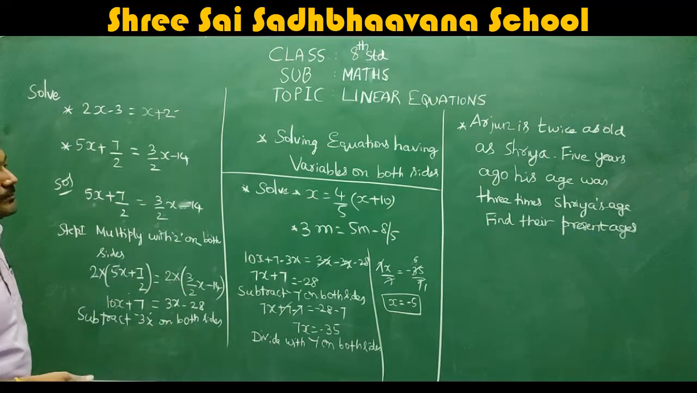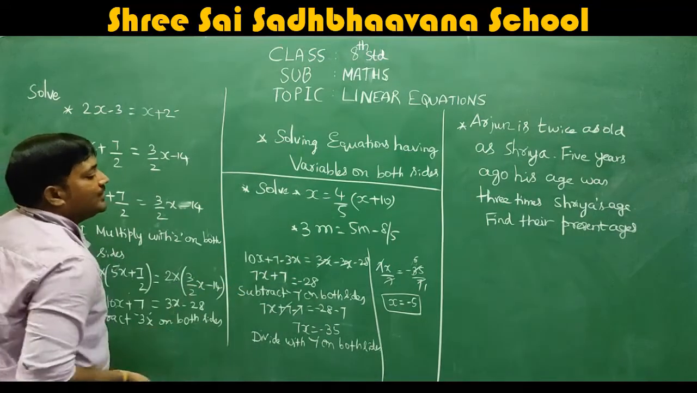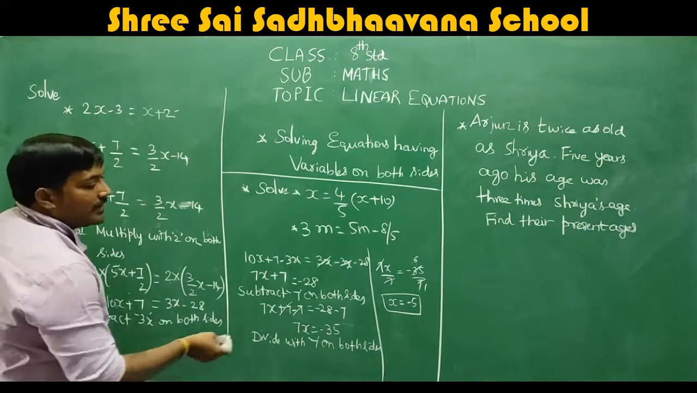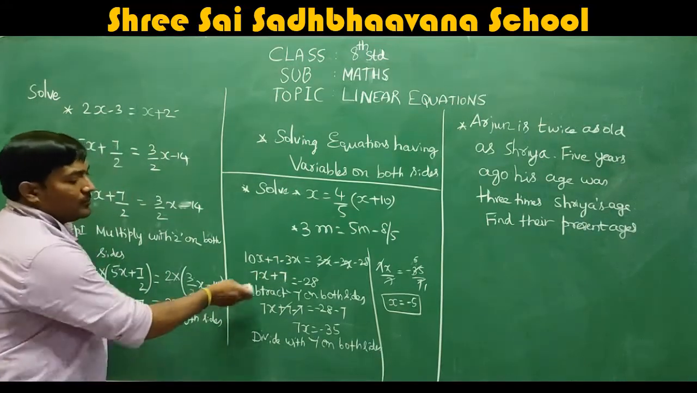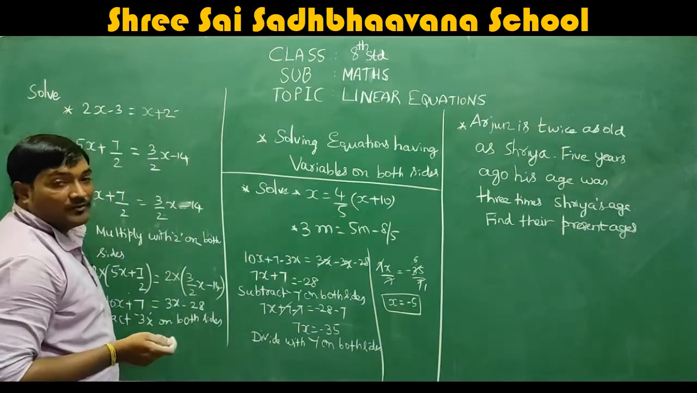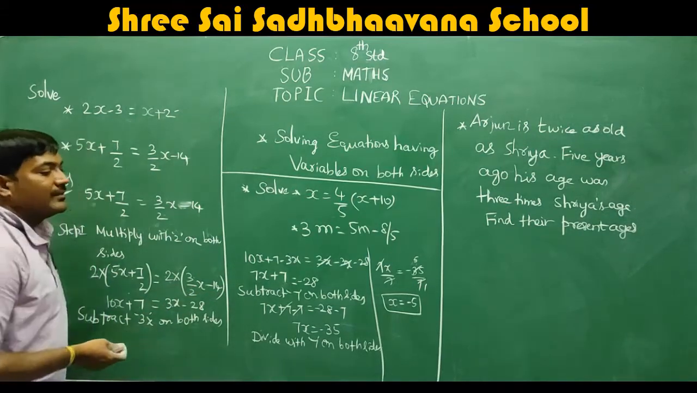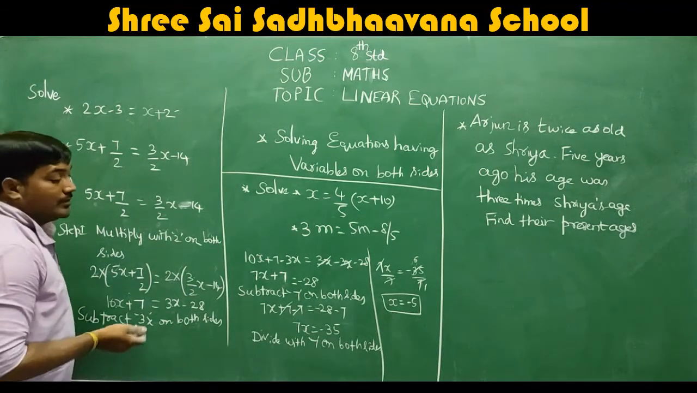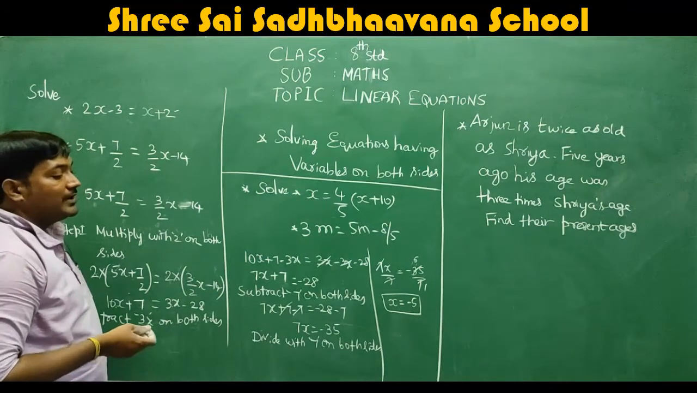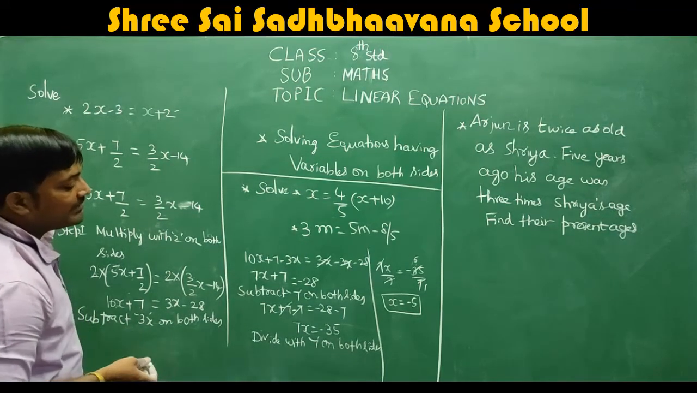So what we got, 10x minus 3x is 7x, and 7 as it is, and 3x will get cancelled, and minus 28. Right? So again we have an equation of one variable on one side only. So again we have to subtract 7 to eliminate the 7 from the equation. So 7x plus 7 minus 7 is equal to minus 28 minus 7, which is minus 35.